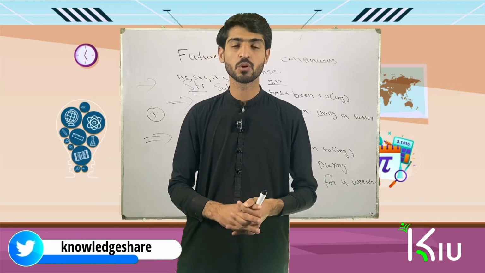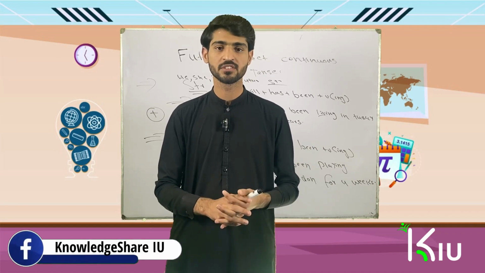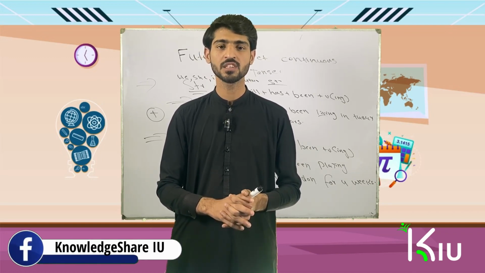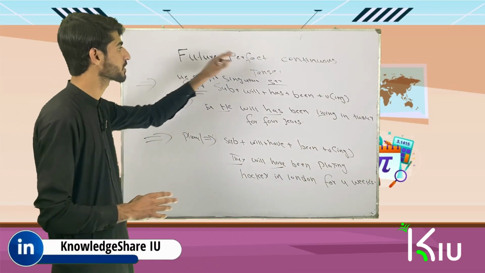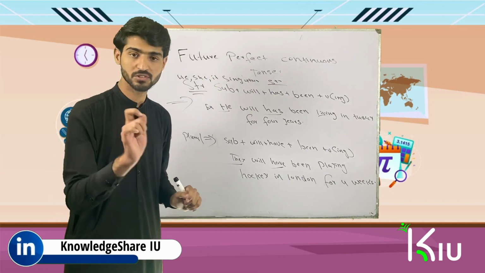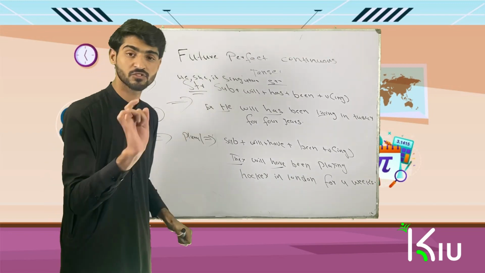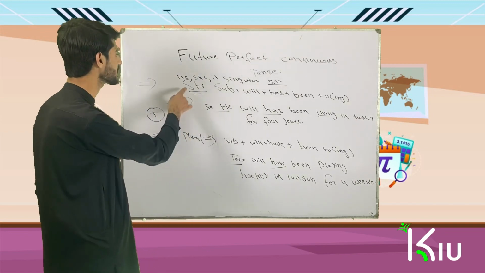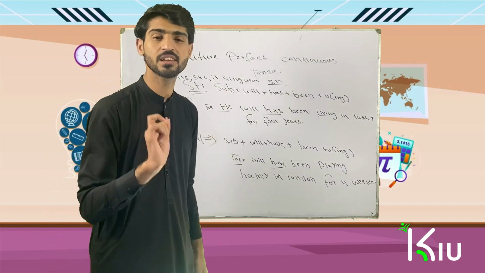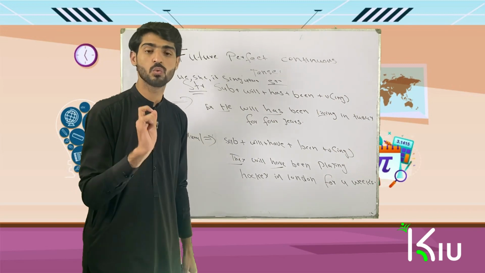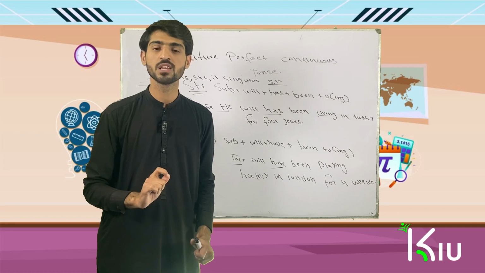Now we are going to talk about the structure of future perfect continuous tense, how we will make sentences positive, negative, and interrogative. First of all, we will talk about the positive structure. In the positive structure, we have two structures, okay? One is for singular and one is for plural. If the subject is he, she, it, we will use this structure. As we said in the rules, if the subject is singular, we will use has. But if the subject is plural, then we will use have.